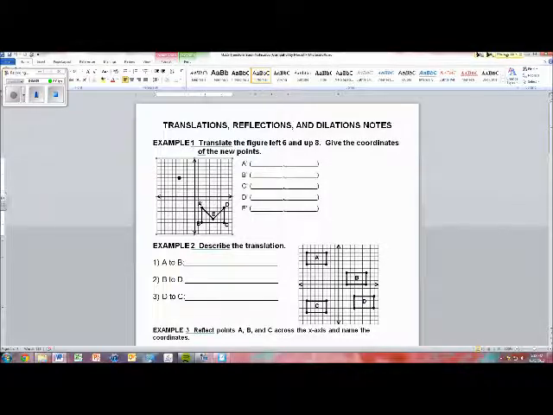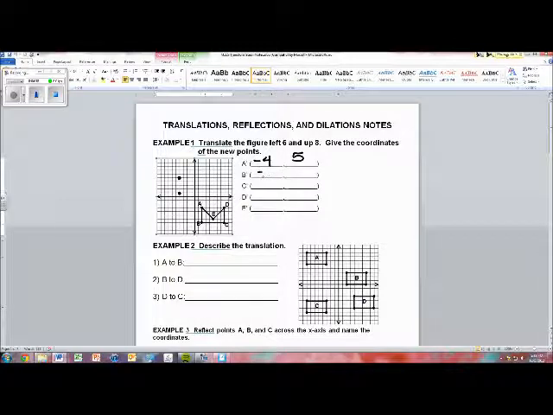The coordinates of this point: my first half would be negative 4, and then positive 5. So the new coordinates of A would be negative 4, 5. And you would do the same thing with B. You would take B and move it 6 to the left: 1, 2, 3, 4, 5, 6. And you would move it up 8: 1, 2, 3, 4, 5, 6, 7, 8.